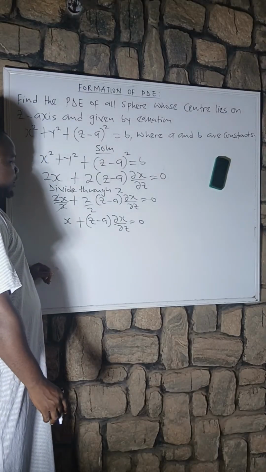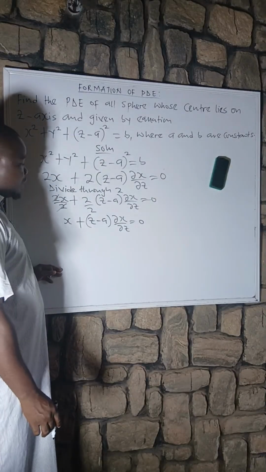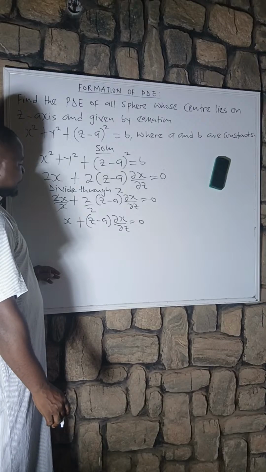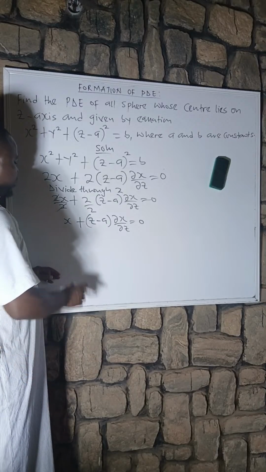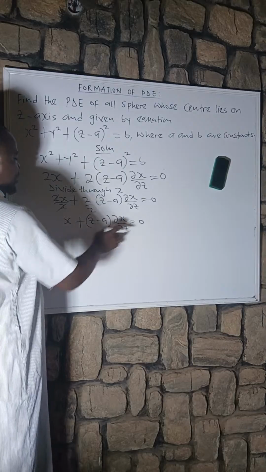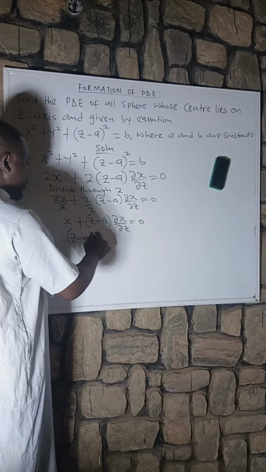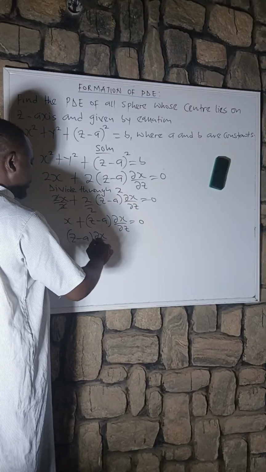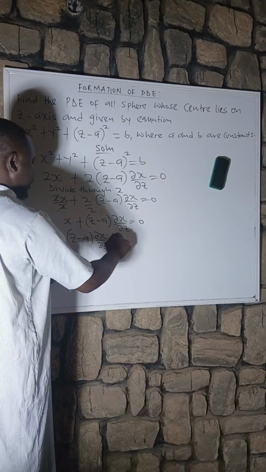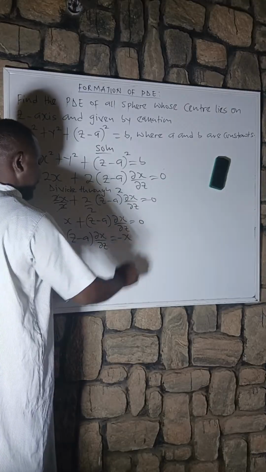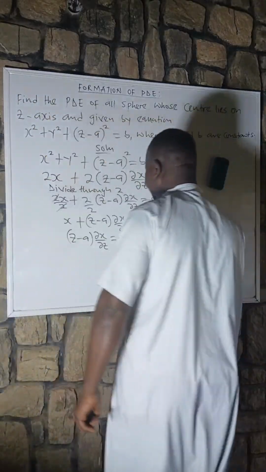You don't need a prophet to tell you that by the time this crosses the sign of equality, we have (z minus a) partial x over partial z equals minus x. True or false? True.